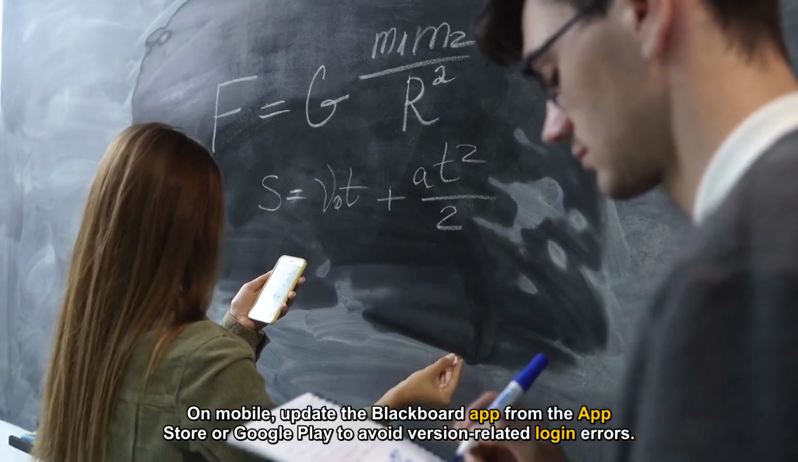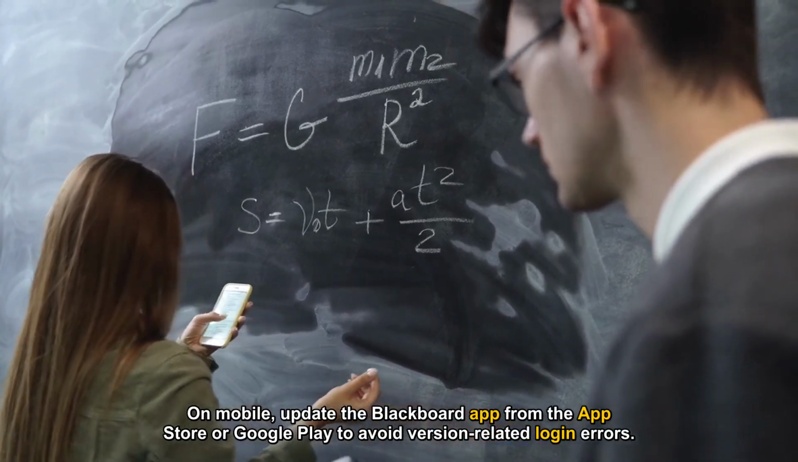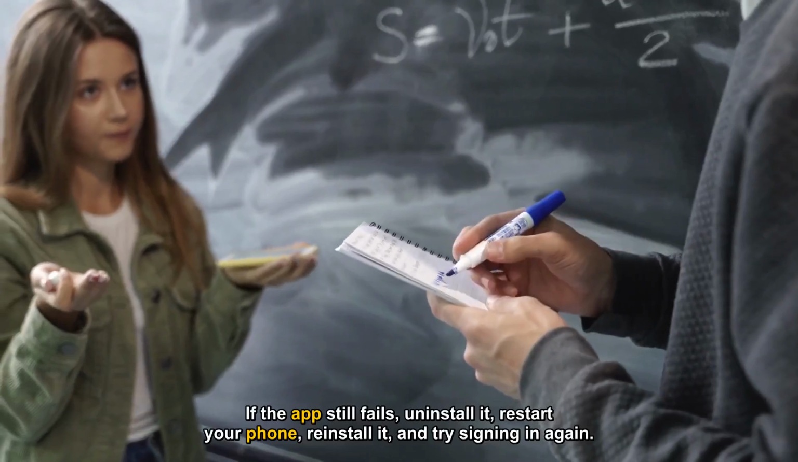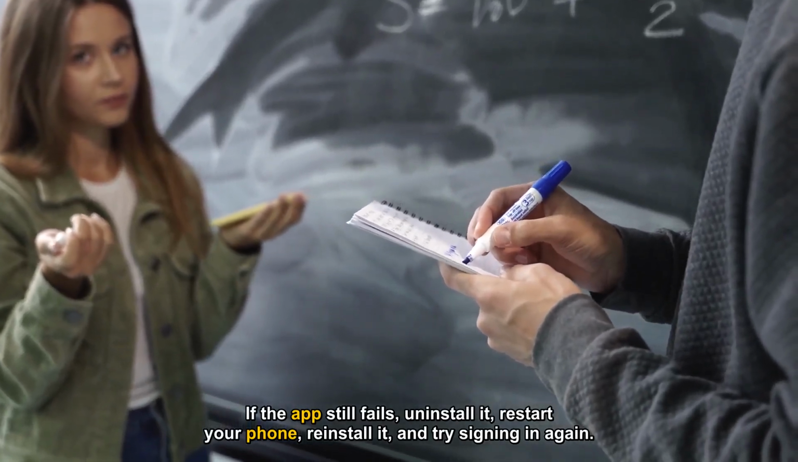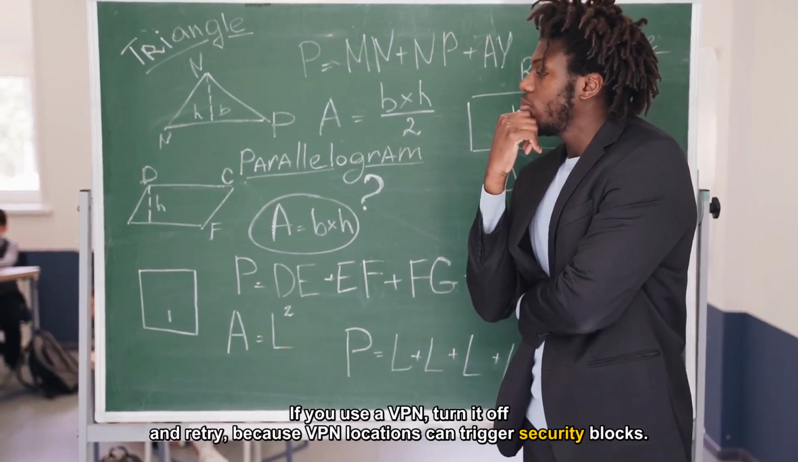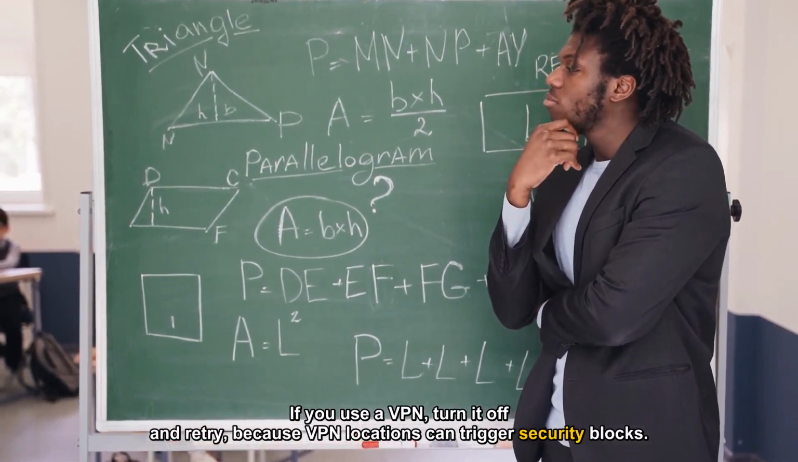On mobile, update the Blackboard app from the App Store or Google Play to avoid version-related login errors. If the app still fails, uninstall it, restart your phone, reinstall it, and try signing in again. If you use a VPN, turn it off and retry, because VPN locations can trigger security blocks.